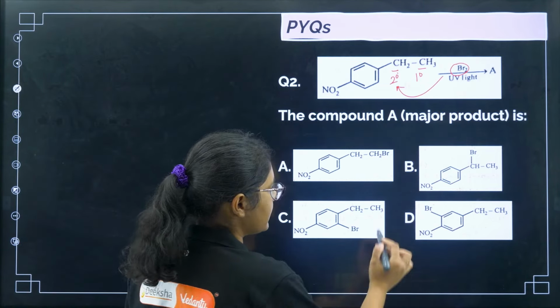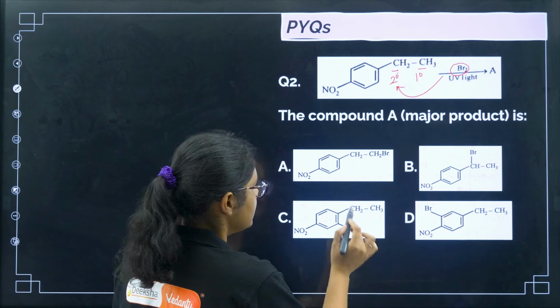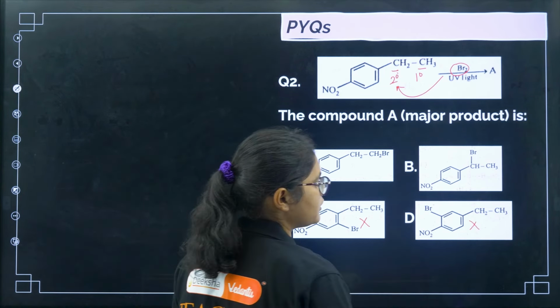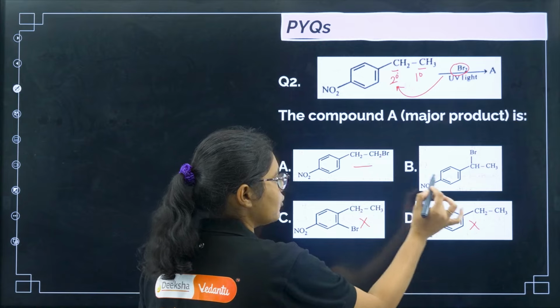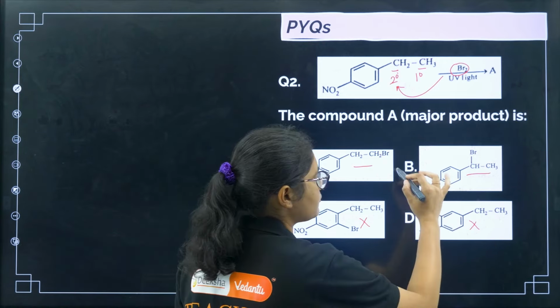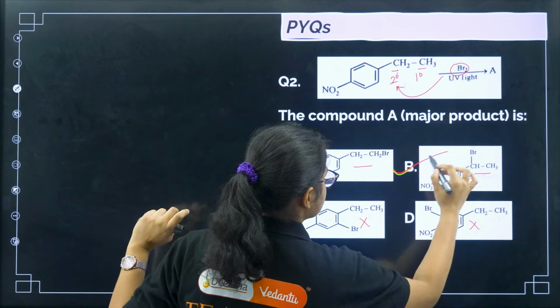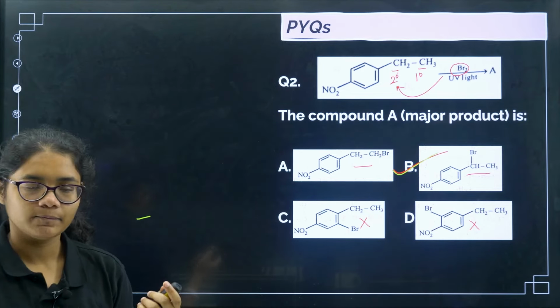So if we see, the correct answer for this question will be, see, this one is not correct, bromine will not attach to the ring, here also bromine will not attach to the ring. Now both the possibilities are there, but the major product will be option number B, okay. Major product will be option number B, clear?